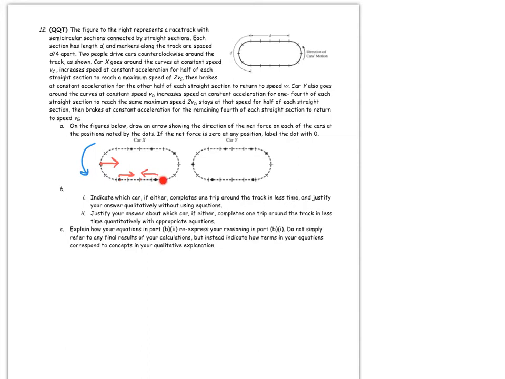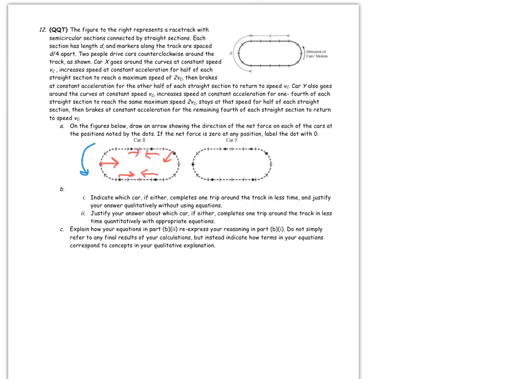We continue on around to get to the curve section of the track. Once again, at that point, we're going to be accelerating inwards towards the center of the circle. We then reach this dot here where we're going to be speeding up once again. So our acceleration is in the direction of our velocity. And then we get to this point here where we're going to be slowing down. So our acceleration is opposite the direction of our velocity.